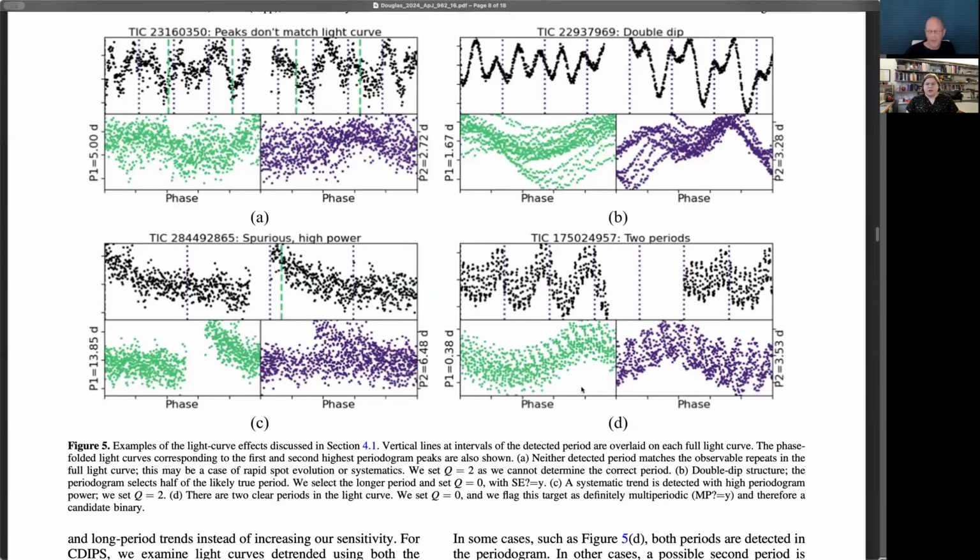Very cool. Okay. So we can go down to the next figure.